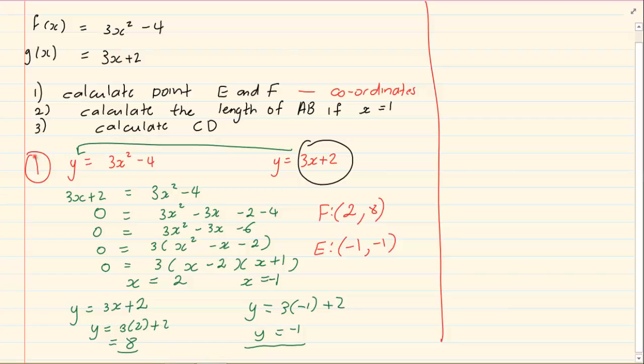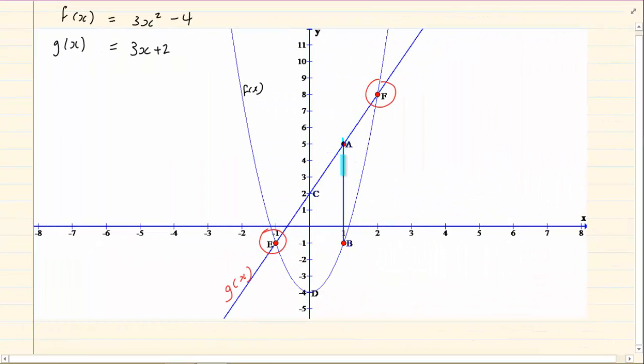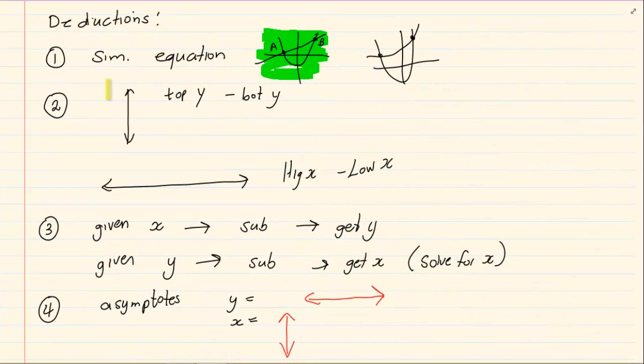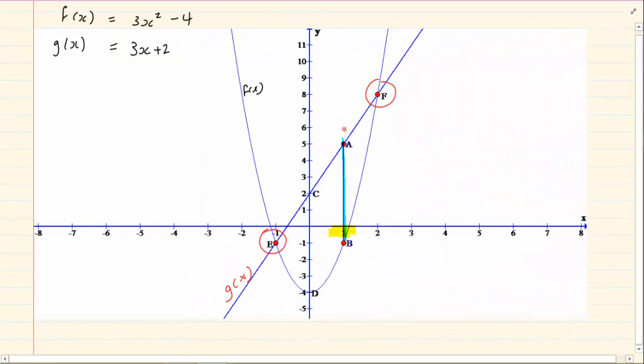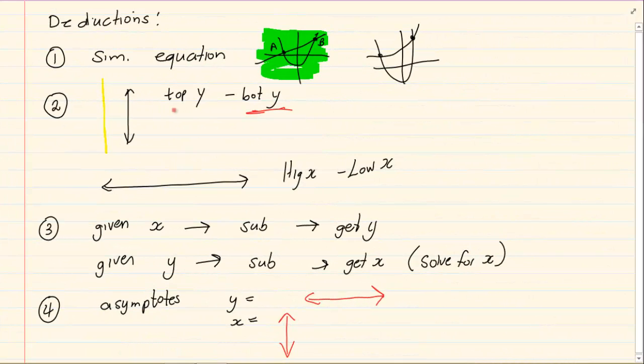Now let's look at the next question. They say, calculate the length of AB if x is equal to 1. So they're telling us that x at this point is equal to 1. Now look at our deductions. If I want the length of a line that is vertical, I'm going to say the top y value minus the bottom y value. But if you look at the graph, I have that the x is 1, and at the bottom by B, I have that the x is 1. But I don't have the y values, and that is what I need. Now, in order to get y, when we are given x, what do we do? We substitute, and that's how we will get y.